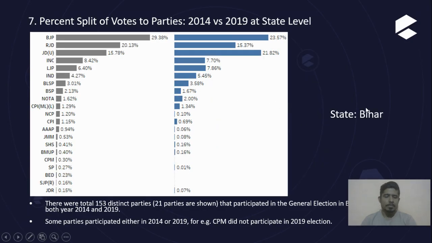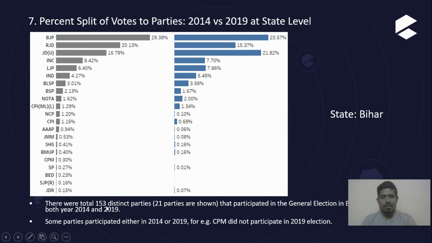So the next query is percentage split of votes to parties at state level. So for instance, we are seeing Bihar, seeing the analytics for Bihar state. So in Bihar, the top political party was BJP that received 29.38% of the total votes of Bihar in 2014, and in 2019 it received 23.57 percent of the total votes of Bihar, followed by RJD with 20.13% of the total votes in the 2014 election, and in 2019 RJD got 15.37 percent of the total votes of Bihar.